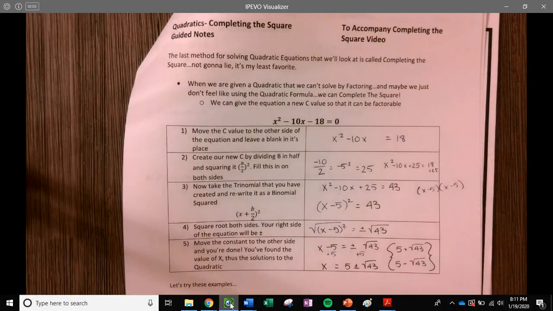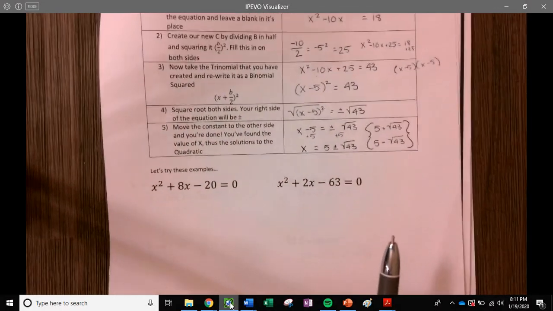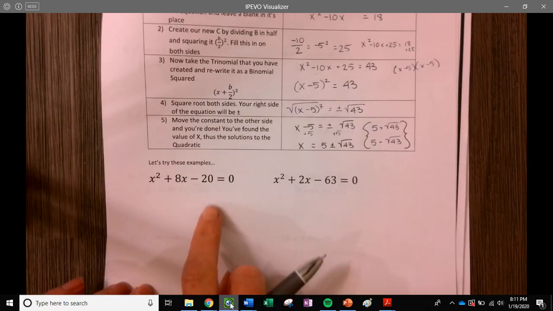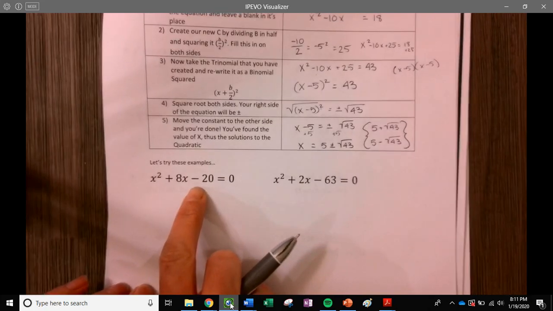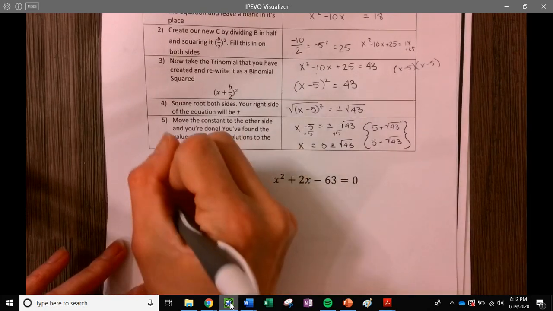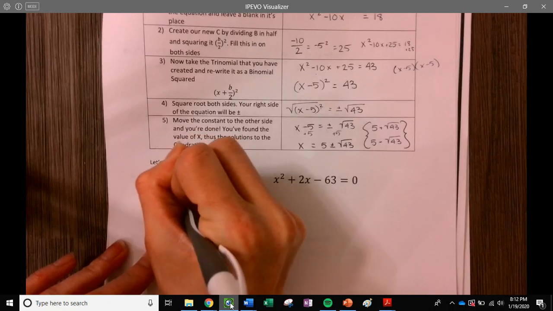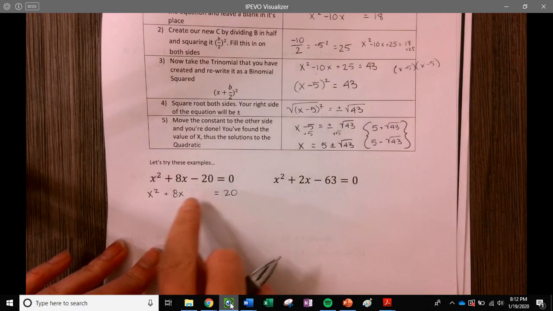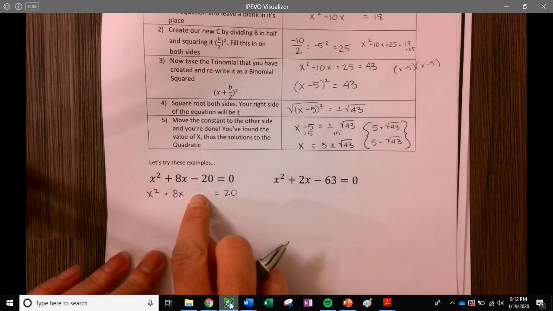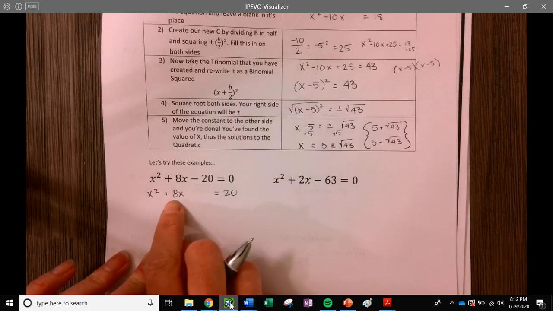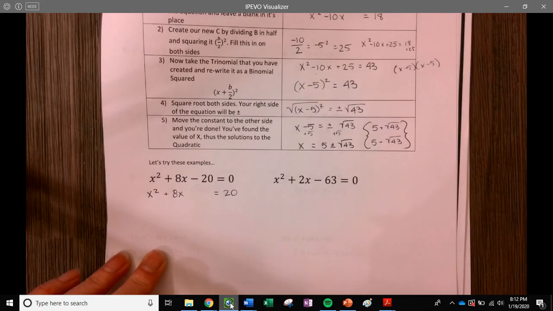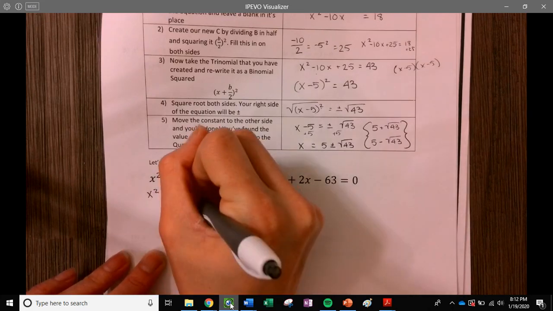Let's try a couple more examples. X squared plus 8x minus 20 equals 0. We're going to move this 20 to the other side. And in its place, we are going to rewrite a new c value that is going to be 1/2 of the b value squared. What is 1/2 of 8? You're right, it's 4. What's 4 squared? 4 times 4? It's 16.